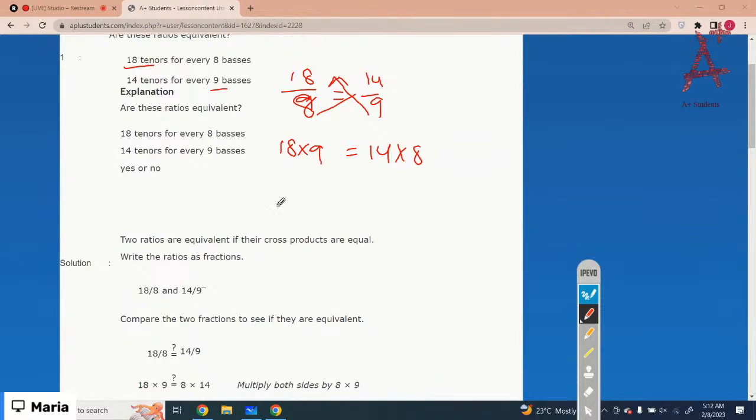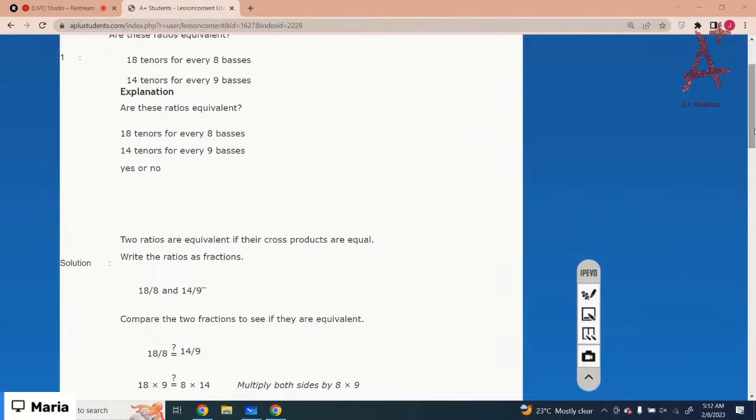So 18 times 9: 9 times 8 is 72, 9 times 1 is 9 and 1 is 162. 8 times 4 is 32, 2 and 3 carry. 8 times 1 is 8 and 3, 11. They are not equal. That means no, the fractions are not equivalent. Got it? The fractions are not equivalent. Got it?